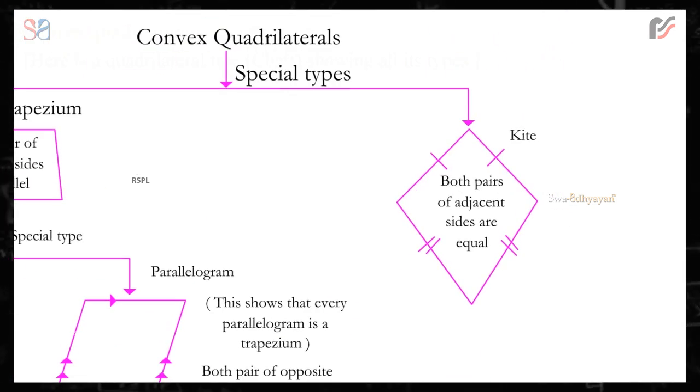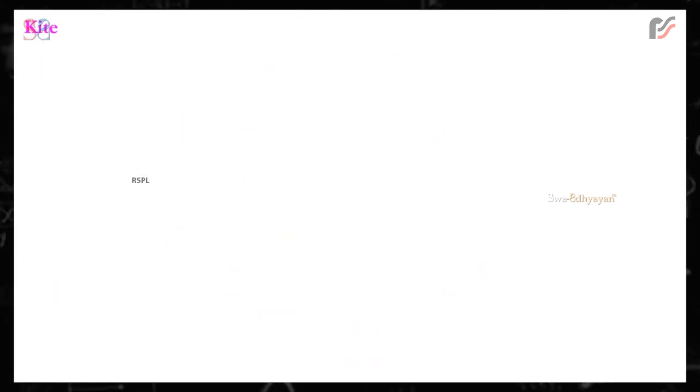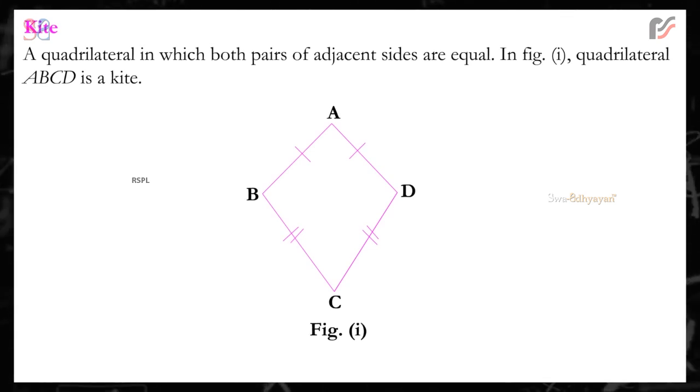Kite. Both pairs of adjacent sides are equal. Kite: a quadrilateral in which both pairs of adjacent sides are equal. In figure 1, quadrilateral ABCD is a kite.